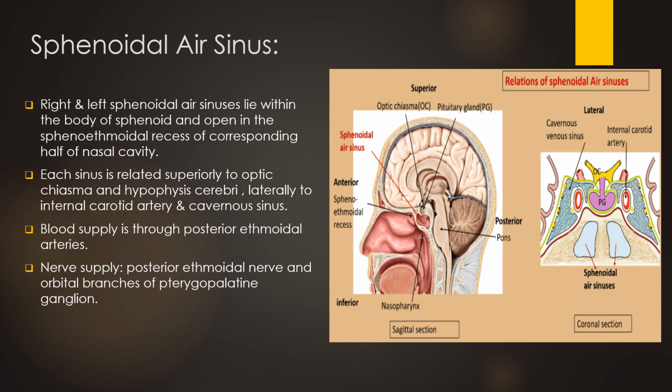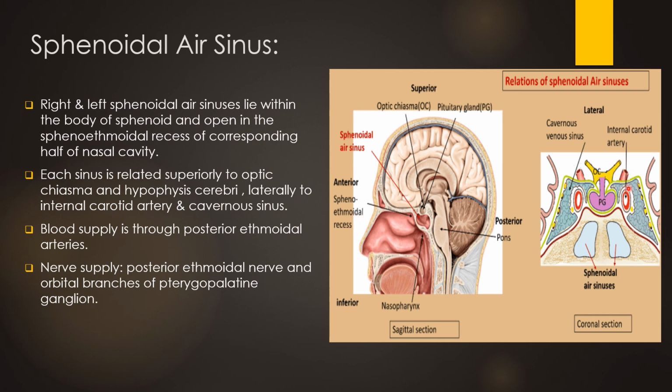So let's discuss the sphenoidal air sinuses. These are right and left sphenoidal air sinuses that lie within the body of the sphenoid and open in the sphenoethmoidal recess of the corresponding half of the nasal cavity. Each sinus is related superiorly to the optic chiasma and hypophysis cerebri, laterally to the internal carotid artery and cavernous sinus. So over here you can see the sphenoidal air sinuses lying within the body of the sphenoid bone, and we did it previously that these sphenoidal air sinuses open into a triangular shaped recess just behind the superior concha, and that recess is known as the sphenoethmoidal recess.